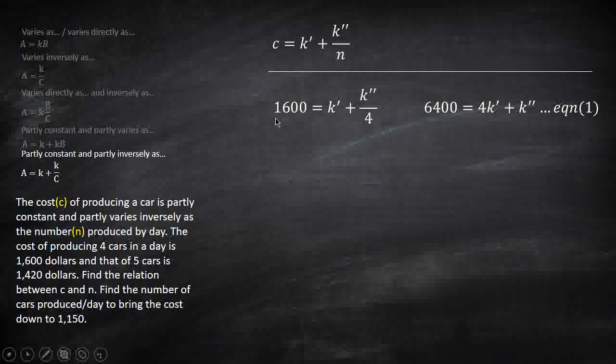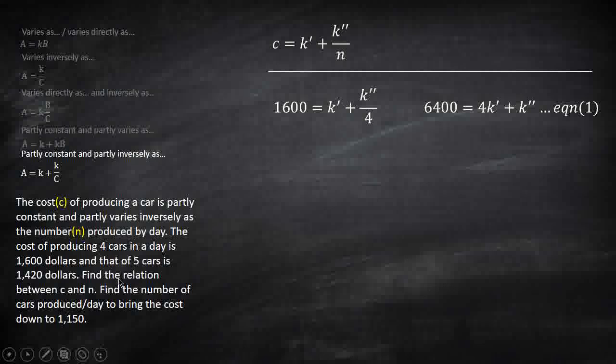For the first one, the cost is 1,600 when you produce 4 cars. The first constant over 1, and 1,600 over 1. When you find the LCM, it is 4, so you multiply through by 4. We multiply each term by 4, the 4 cancels, and we get 4k plus the second k equals 6,400. That's equation 1.